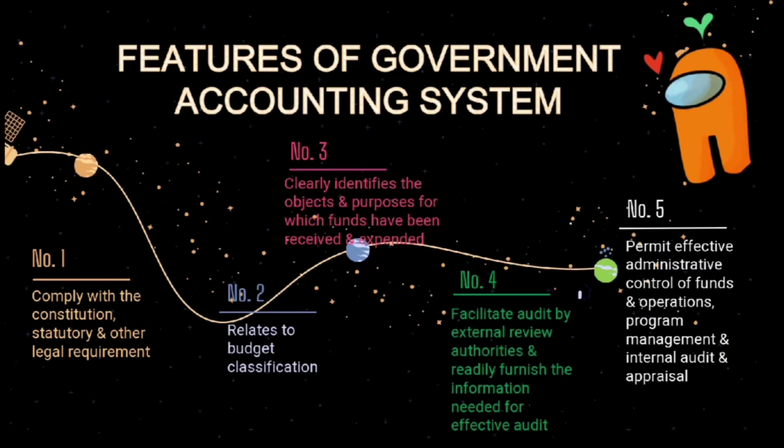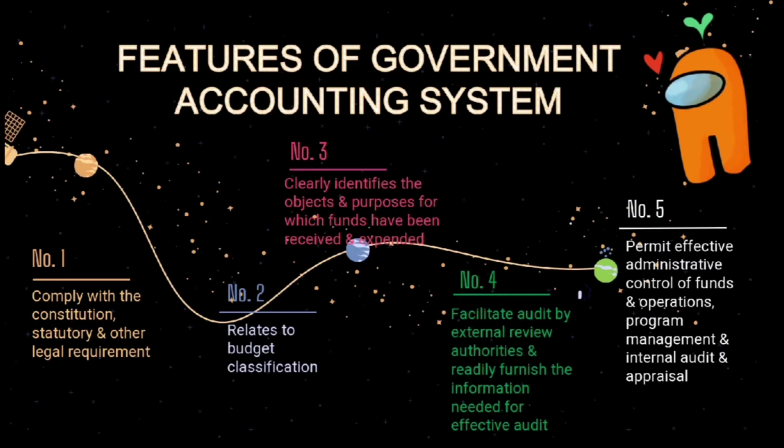Number 4, facilitate audit by external review authorities and readily furnish the information needed for effective audit. This is consistent with the audit and accountability processes. Auditing ensures that financial transactions are recorded according to the relevant procedures. This is evidenced through proper documentation and classification. Auditing also seeks to prove the existence of such evidence, ensures that payment is made as per budget, and finally avoids misuse and misappropriation of public funds.